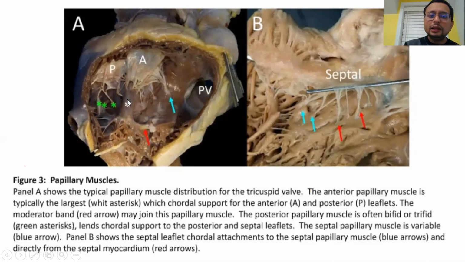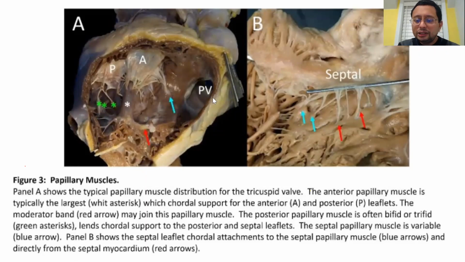The second papillary muscle is the posterior papillary muscle. This is the green asterisk here. The posterior papillary muscle, sometimes not only one, can be bifid, it can also be three. The posterior papillary muscle gives chordae tendineae to the posterior leaflet and also the septal leaflet. So the anterior papillary muscle gives to anterior and posterior, and the posterior papillary muscle gives to posterior and septal. However, the septal papillary muscle, they are very selfish. They only give chordae tendineae to the septal leaflet.